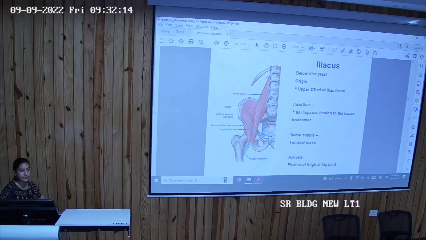iliac fossa is covered with the bursa. Insertion on the lesser trochanter along with the psoas major. Nerve supply for this nerve is femoral nerve. Till now it was the supply from the lumbar nerve, only this is supplied by the femoral nerve. Then action, it causes the flexion along with the psoas major. As the psoas major was causing flexion of the thigh, this is also causing the flexion of the thigh. So this is the iliac fossa where the iliacus muscle is covering and going to the lesser trochanter.